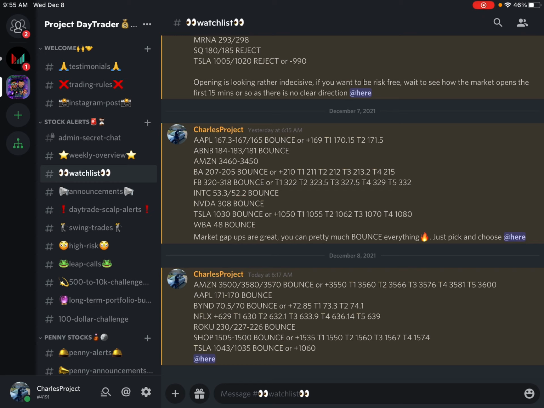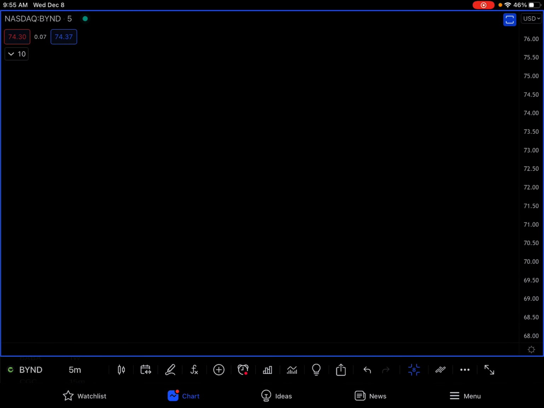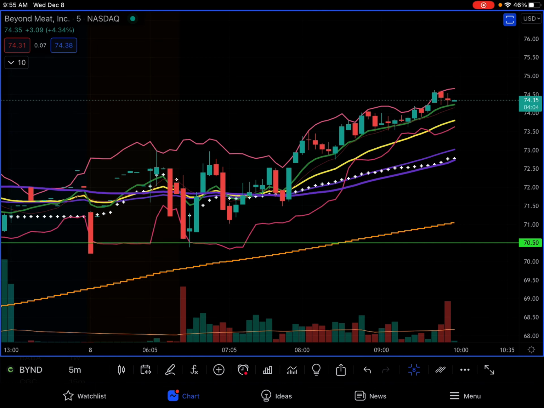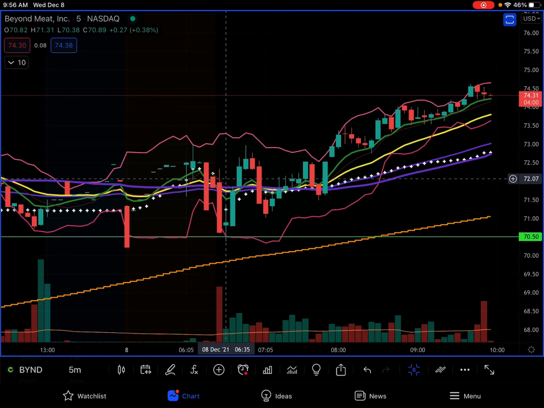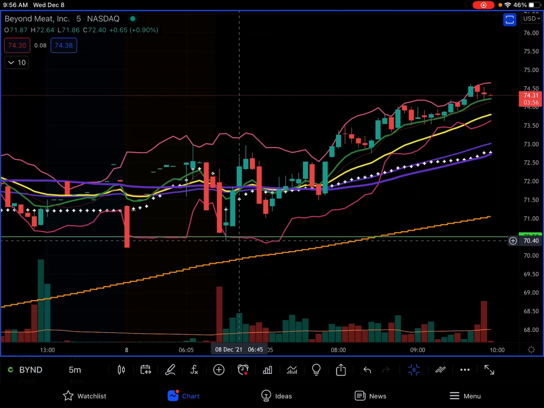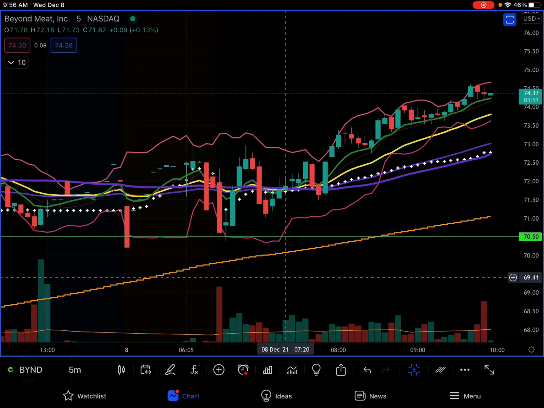So right here we have, this morning I posted BYND 70.5 to 70 bounce. So I expected it to bounce at 70.5, or if it breaks below that, around 70-ish or in between. So this is an example right now. You see it actually worked out perfectly this morning. Right at the open, it was BYND 70.5 bounce, right? So 70.5 is right here. You see it got down to around 70.4 and then it bounced.